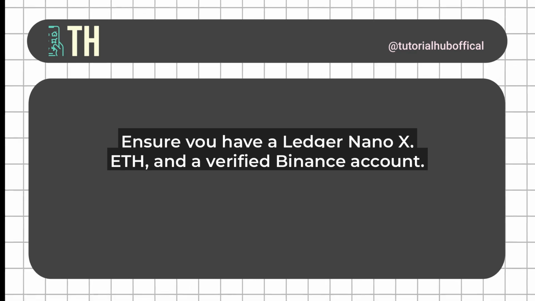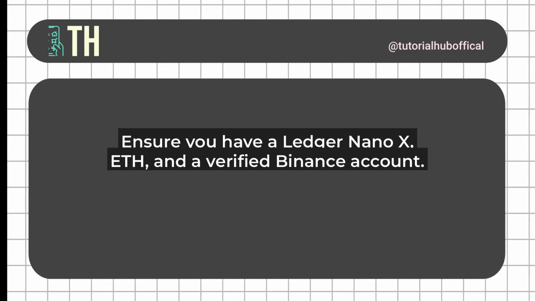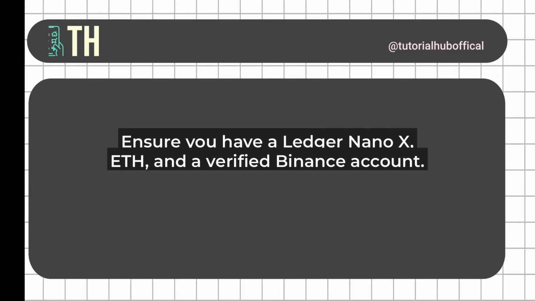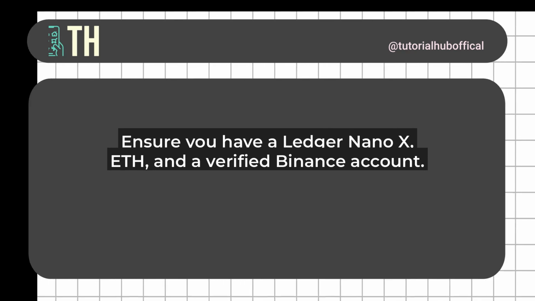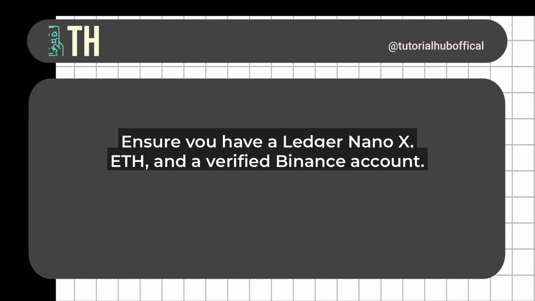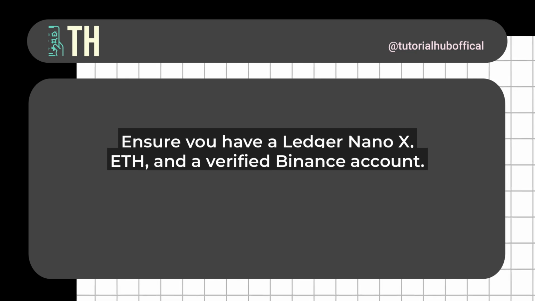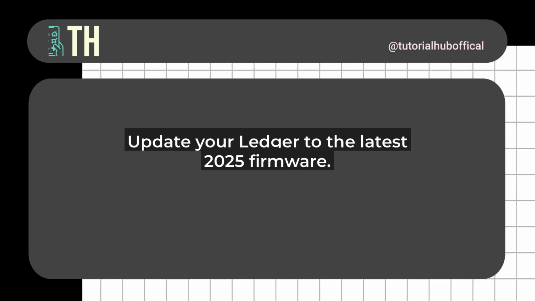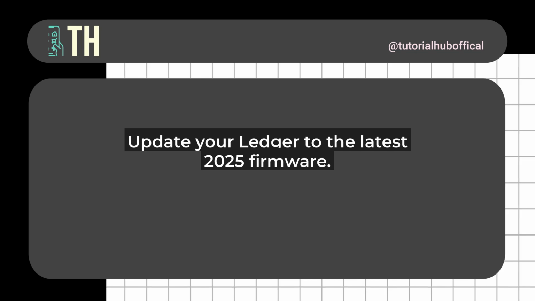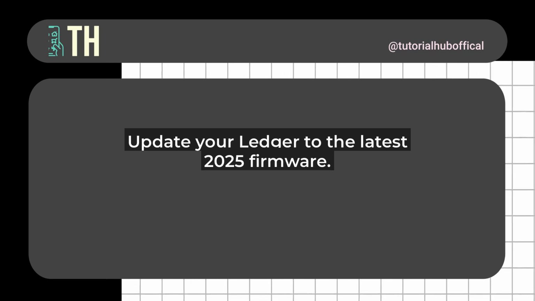Let's jump right in. First things first, before you start, make sure you have everything ready. You'll need your Ledger Nano X hardware wallet with some Ethereum stored in it, a computer or mobile device to connect it to, and a verified Binance account. Also, double-check that your ledger is updated to the latest firmware for 2025 security standards. It's a quick process through the Ledger Live app.